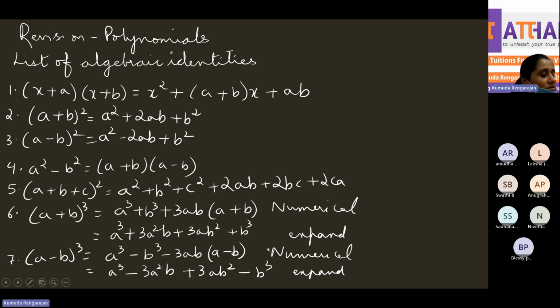Here you should not write 3a square b, 3ab square. Don't use this one here, or you will not get the answer, because then you take out 3 common and you've gone wrong also. From where do you get 49? This is 7. That's why the entire confusion is because of this one only.